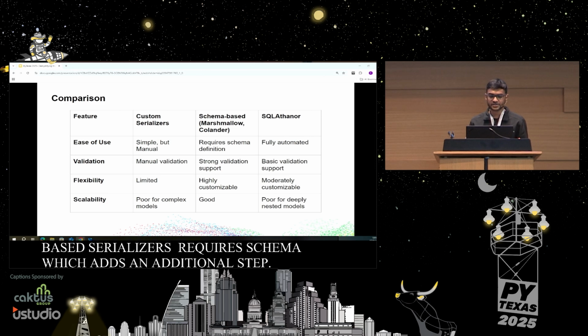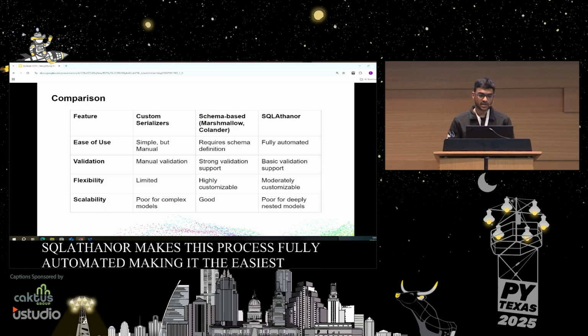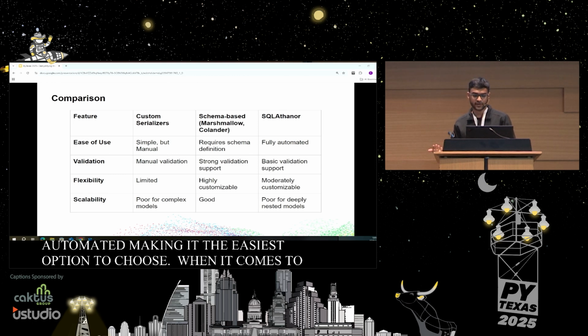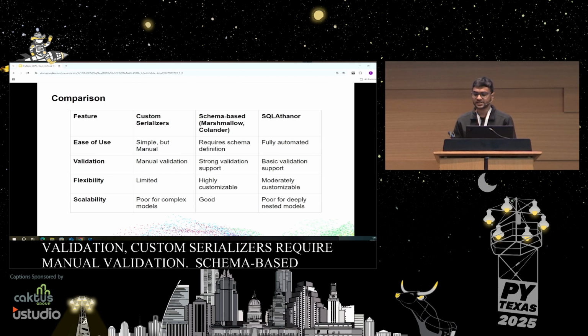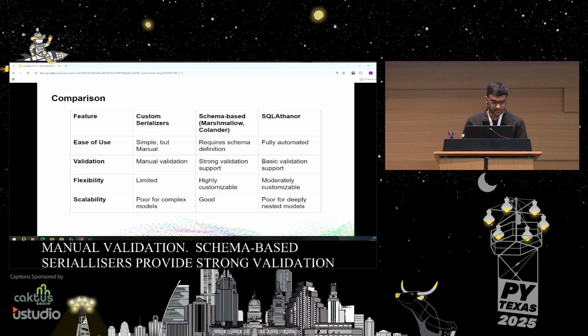When it comes to validation, custom serializers require manual validation. Schema-based serializers provide strong validation, including field-level validation and nested validation, whereas SQLAthanor lacks advanced validation support when it comes to nested models or deeply structured models.